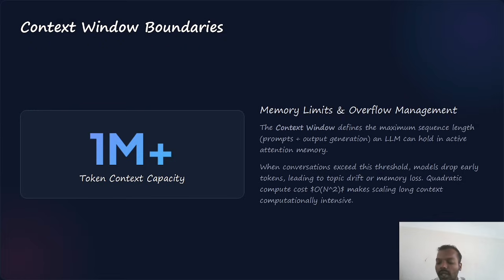Modern models have expanded from 4,000 tokens all the way up to 1 million tokens or more. But here's the catch: as context grows, the computational cost increases quadratically. If your conversation exceeds the window limit, the model starts dropping older tokens, which causes memory loss or topic drift.